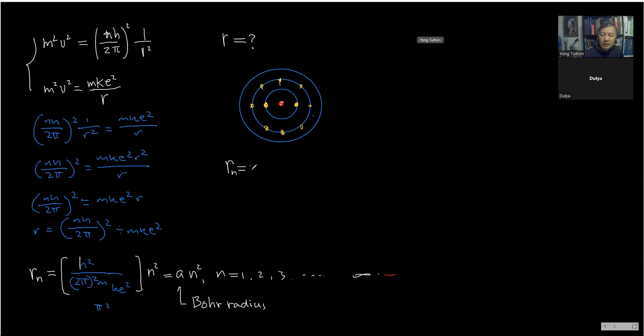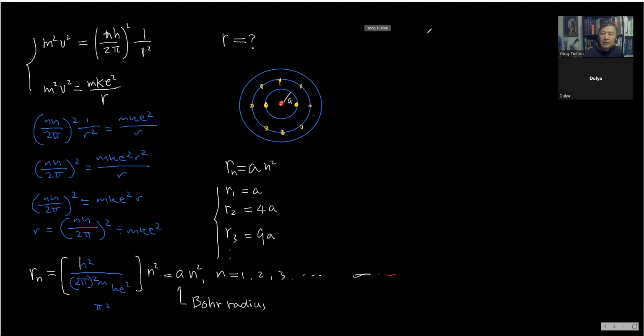A is the shortest radius, A. So this is A, can you see? And n squared. So you can see n1 is equal to A. And R2 is equal to 4A. How about n equal to 3? That would be 9A. Yes, 9A. It increases very fast, okay?